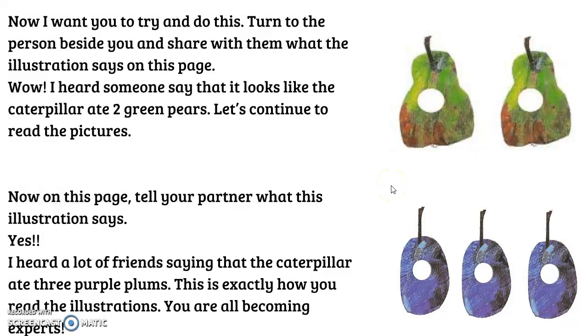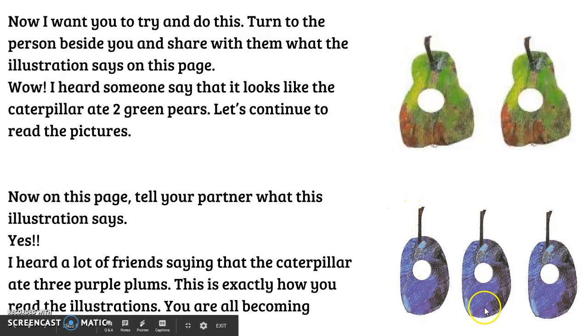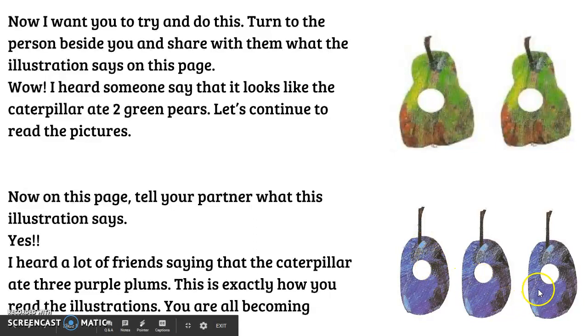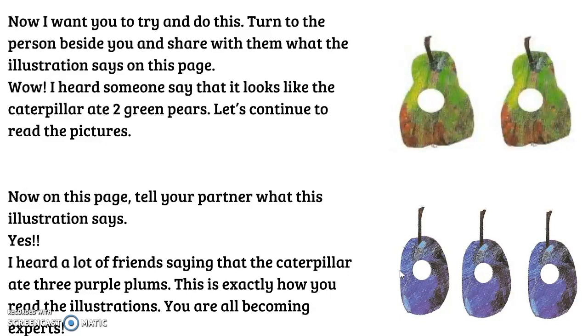Now on this page, tell your partner what this illustration says. Yes, I heard a lot of friends saying that the caterpillar ate 3 purple plums. This is exactly how you read the illustrations. You are all becoming experts.